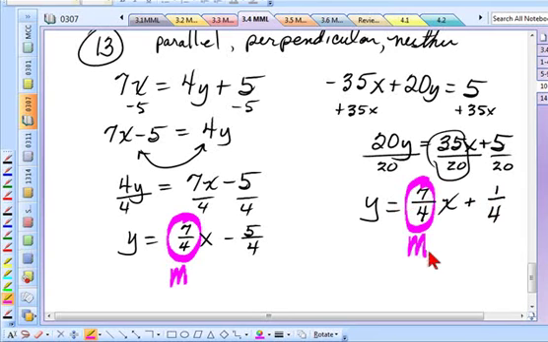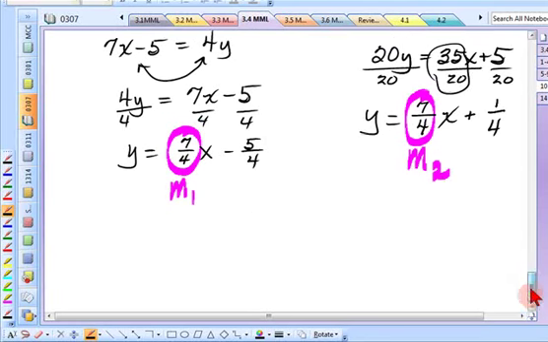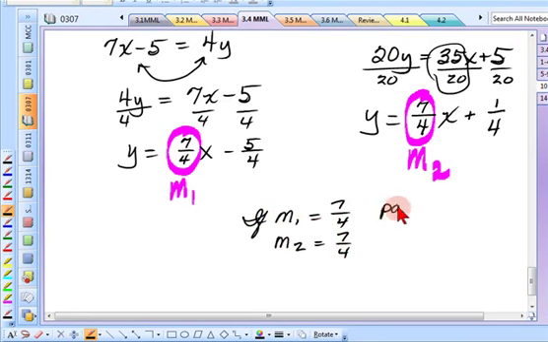There's my slope value. The first one I'm calling M1, and the second one I'm calling M2, although that doesn't matter at all. But if M1 equals 7 over 4 and M2 equals 7 over 4, they are parallel. And you don't have to work anymore once you've come up with a conclusion. If they're not parallel, then you check to see if they're perpendicular. And if they're not parallel or perpendicular, they are neither. Okay?